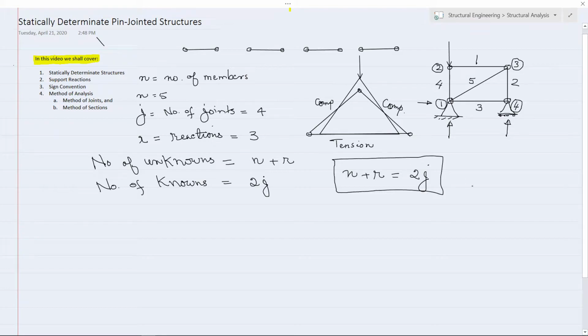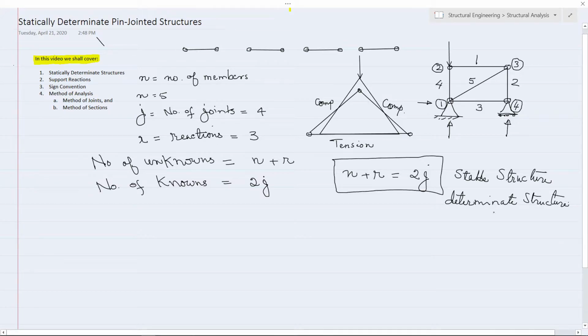If it is satisfied, this is a stable structure, or this is called a determinate structure. Now the question arises, if this equation is not satisfied, say what if n plus r is more than 2j?